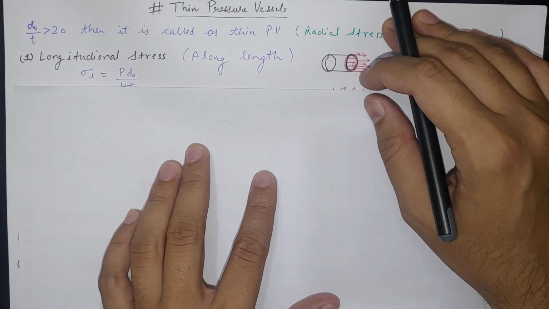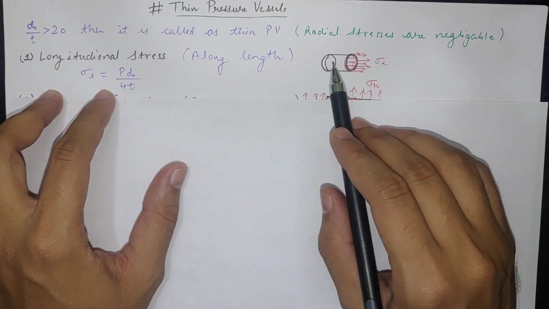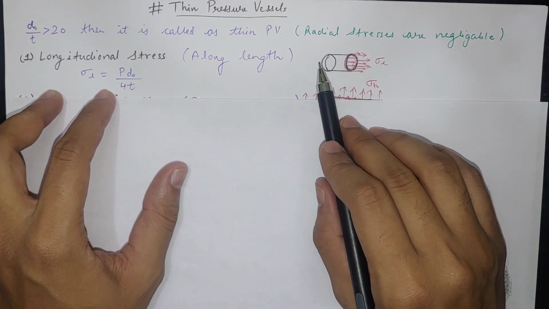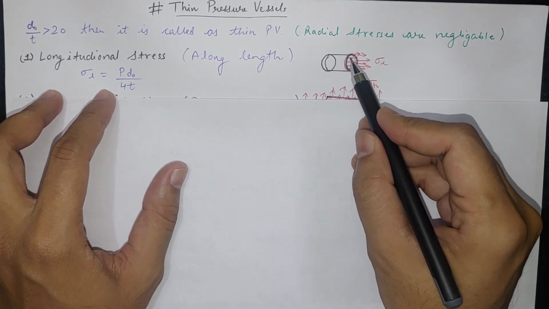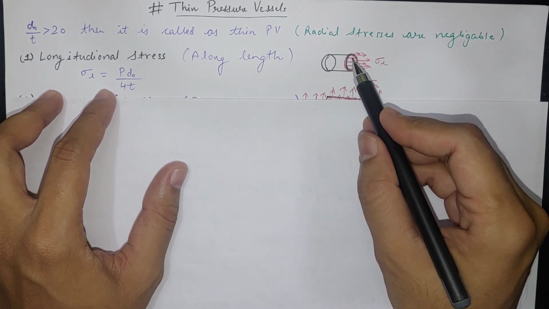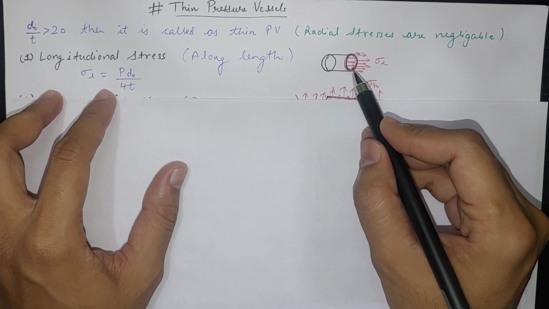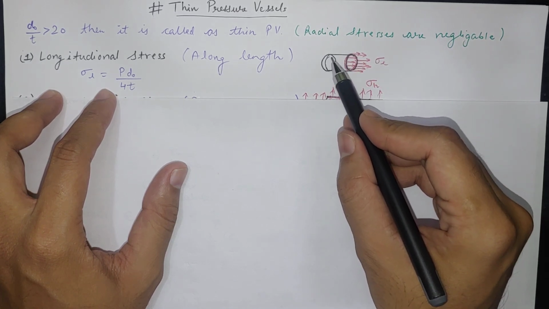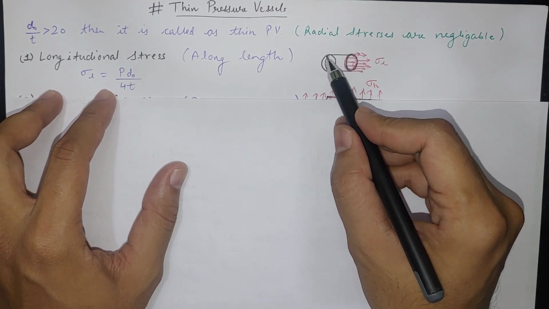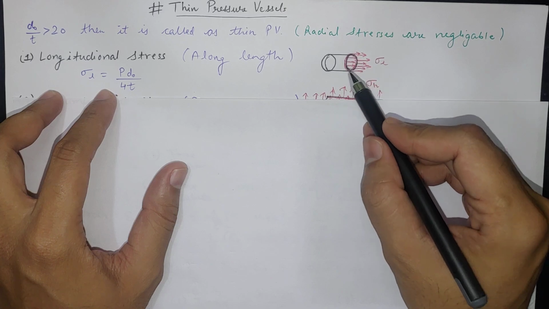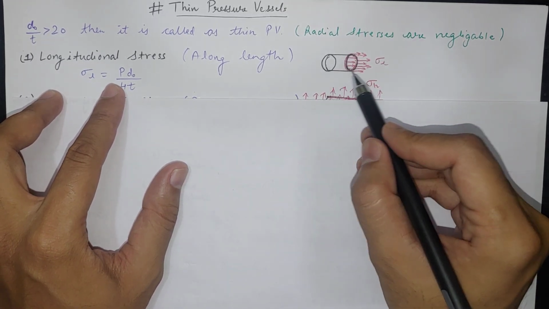Now if we see stresses, then first is longitudinal stress, which is along the central line of the vessel. If we cut this vessel in half, then there is a particular stress developed in this region to balance the equilibrium. On the inner side of this vessel there will be pressure, which will be pushing it towards the left, and this stress is sigma L, the longitudinal stress, which will be pulling it towards the right, so it will be in equilibrium.